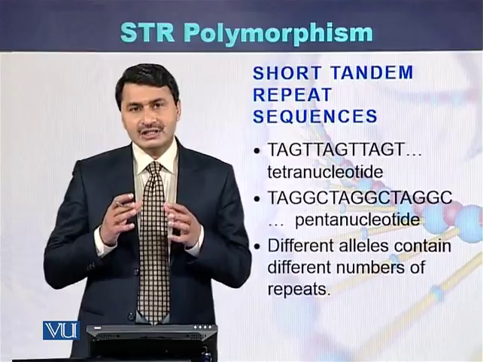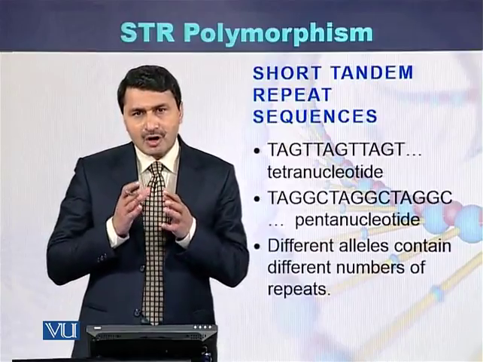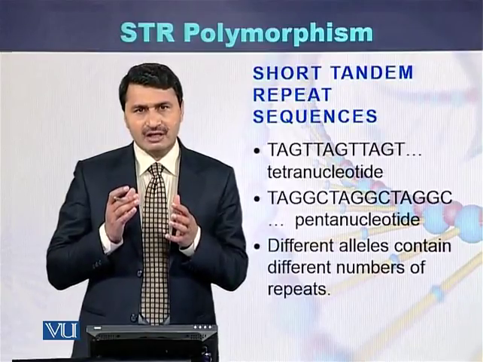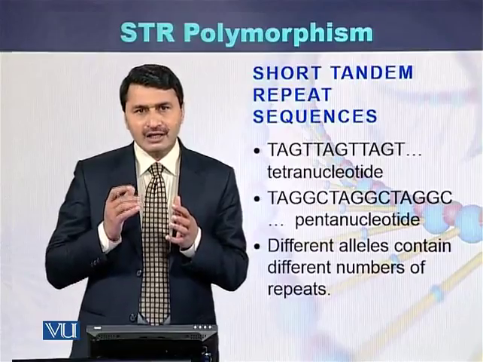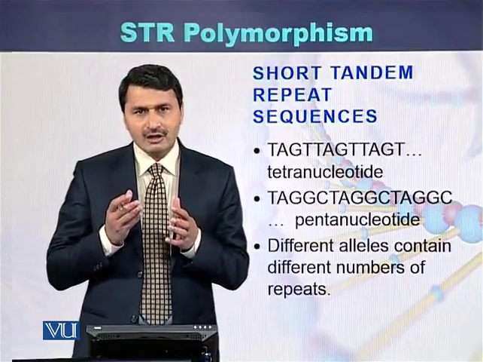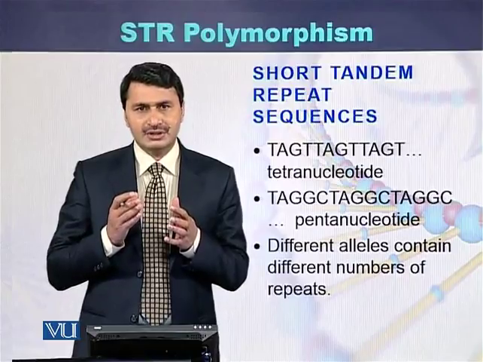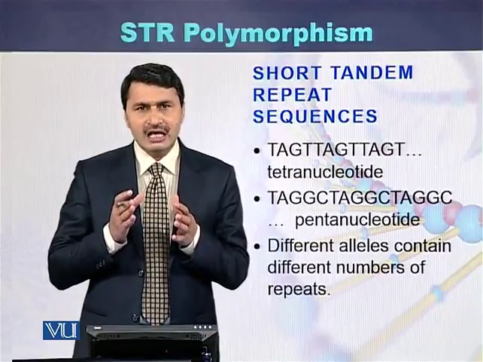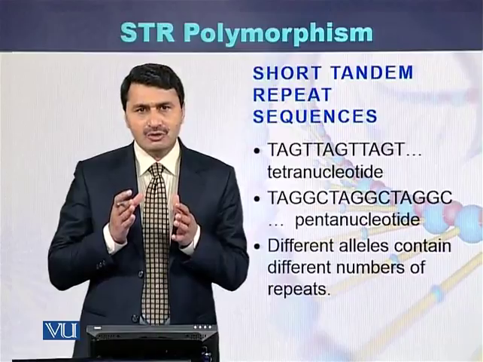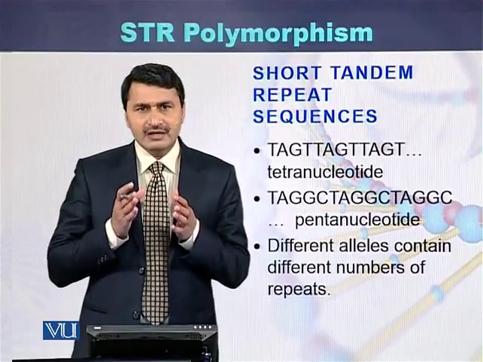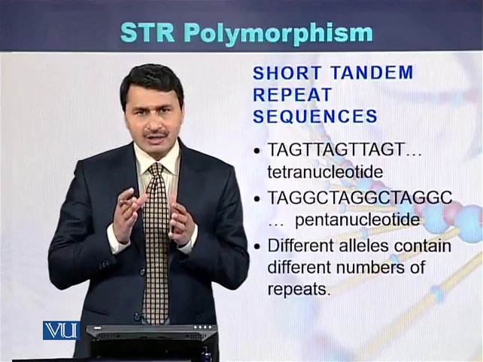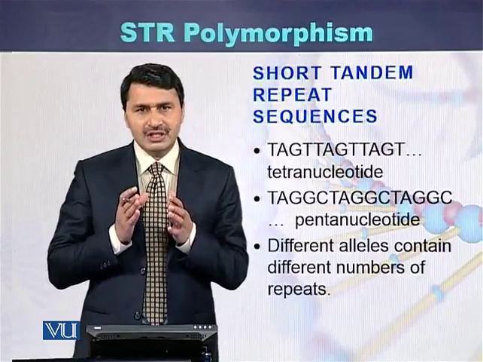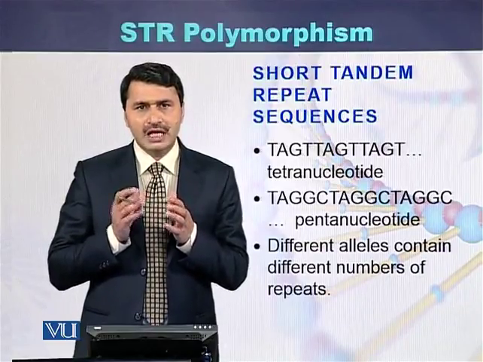Different alleles contain different numbers of repeats. If an individual has 2 alleles, 1 allele from the father and 1 allele from the mother, it can be that on 1 allele there would be 7 repeats, while on the other allele there will be 9 repeats. If on 1 allele there are 7 and on the other there are 9, we will say that the individual at that particular locus is heterozygous. In case the repeats on the DNA of the mother and the DNA of the father, both obtained by the individual, are the same, that will be called homozygous.